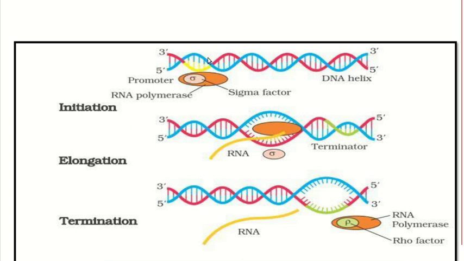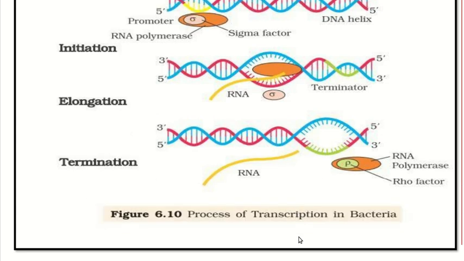So there are 2 strands, the coding strand and the template strand. The template strand synthesizes the mRNA. It begins with the promoter region, the process of mRNA synthesis takes place, and it terminates on reaching the end point. The RNA polymerase and Rho factor are released, and mRNA is formed at the termination stage. This is the process of transcription in bacteria, or prokaryotic transcription.